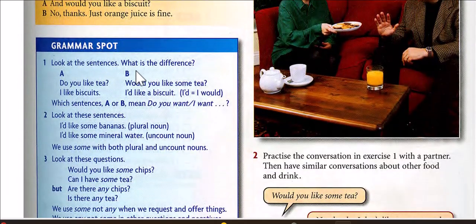Look at the sentences. What is the difference? Do you like tea? Would you like some tea? I like biscuits. I would like a biscuit. So when you read the sentences, it is easy for you to understand that the set of sentences listed under B looks more professional and polite.